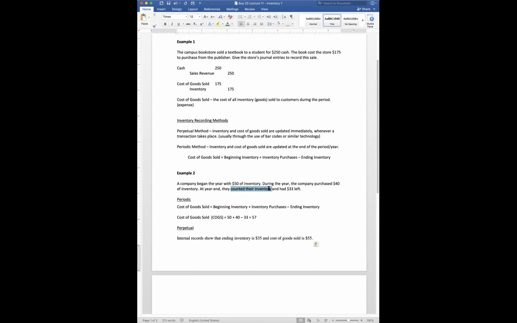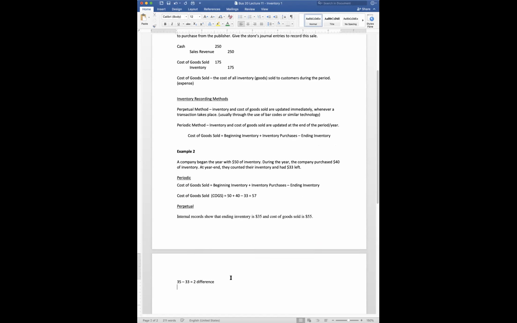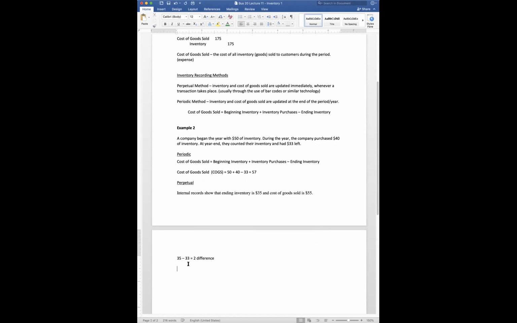Well, they counted the inventory. They physically looked at it and counted it, and there was only $33. Why is there a $2 difference? Why do I think I have 35, but when I actually go look at it, there's only 33? What could have happened to that $2 of inventory? Just to make it clear, that $2 difference is the difference between the 35 I think I have and the 33 that they actually counted. So what happened to that $2?